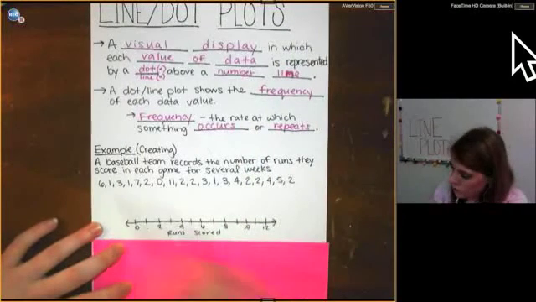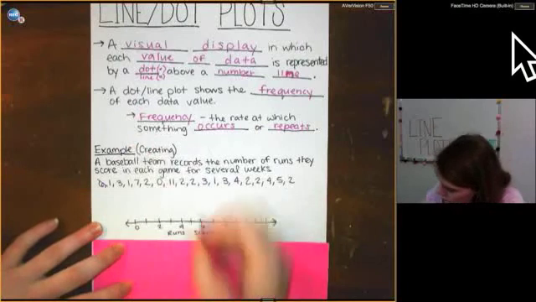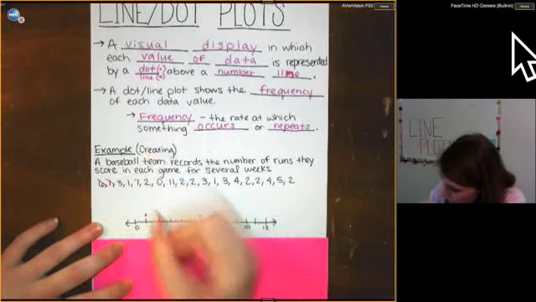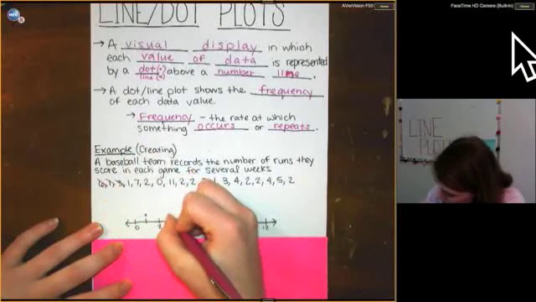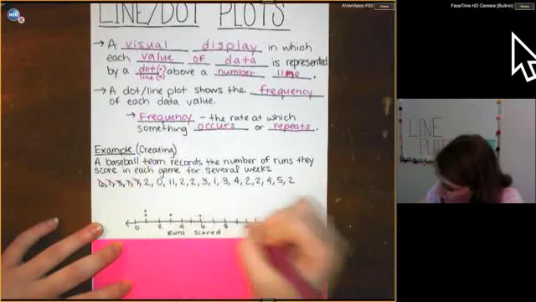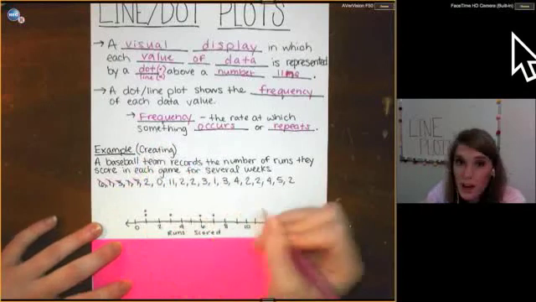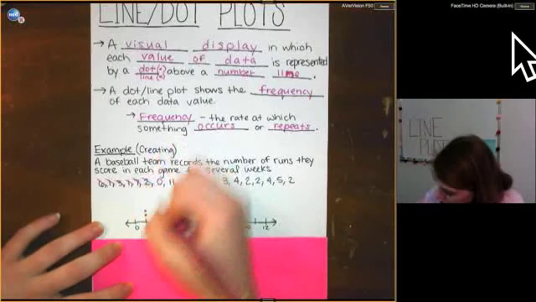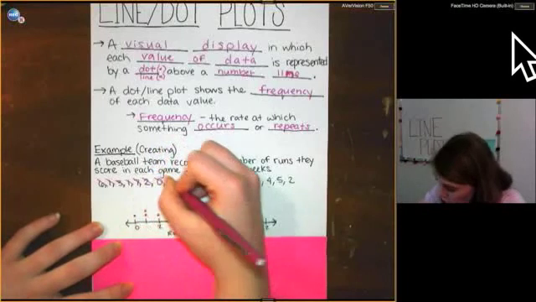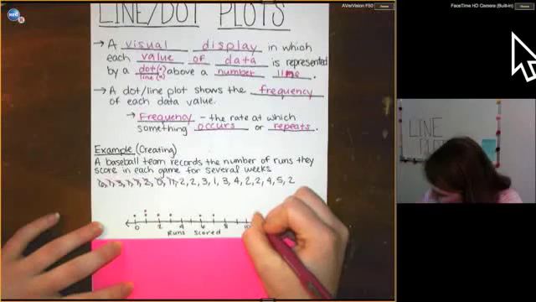So runs scored. So 6, which will be here. 1, y'all are going to have to just bear with me while we make this. 3. And so I do want to note that I'm crossing off each number as I make a dot just to kind of keep track of my data. So I know that I haven't repeated a dot or that I don't miss a dot.